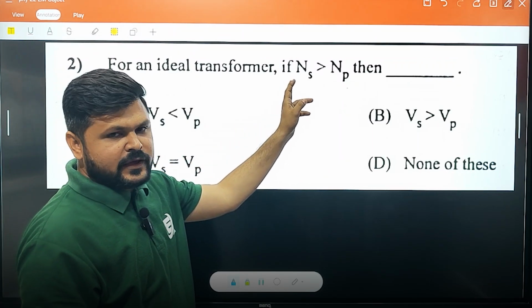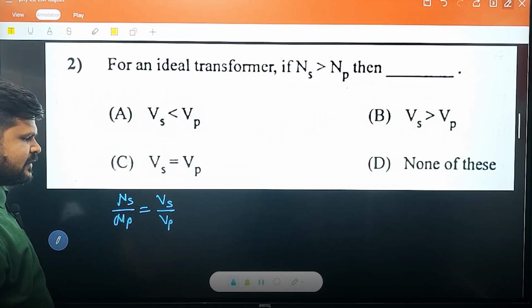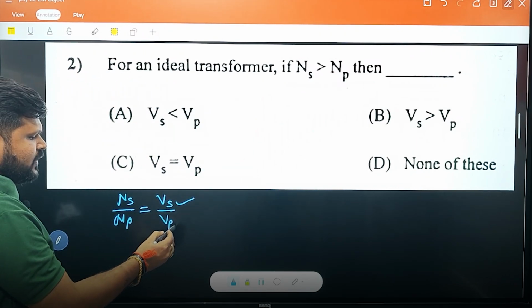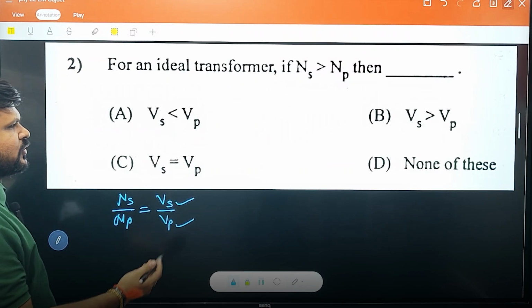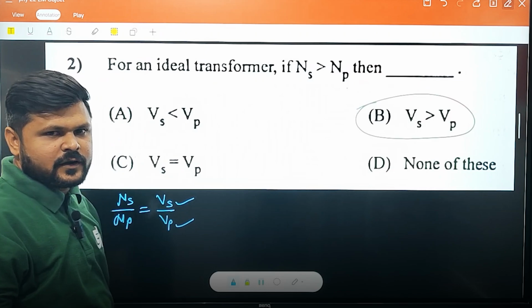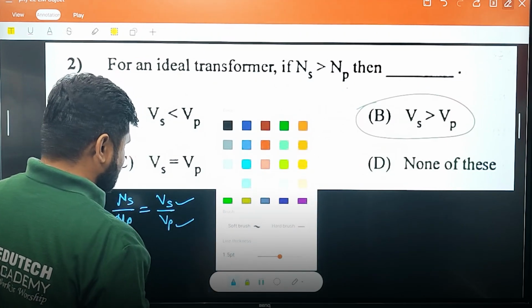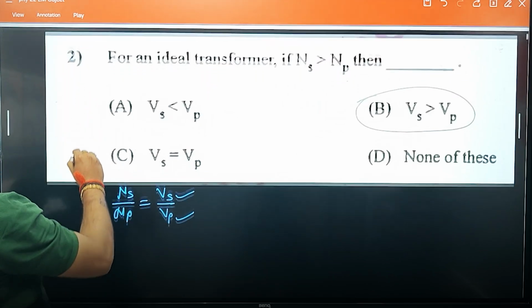Here it is given that Ns is greater than Np. If Ns is greater than Np, then we can easily say that Vs will be greater than Vp. So our correct option is B, that is Vs is greater than Vp. Now we will move towards the next MCQ, that is the third MCQ.